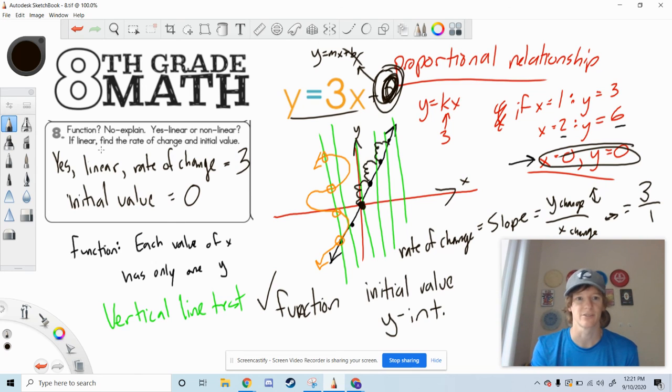So let's double check, make sure we answered all this. Is it a function? No, or explain yes. Yes, it is. Is it linear? Yes, it's linear. If it's linear, find the rate of change. We found it was 3. We went up 3 over 1, up 3 over 1, up 3 over 1. And the initial value was 0.